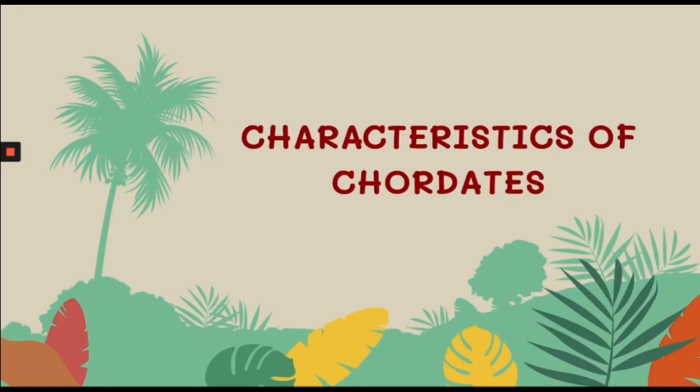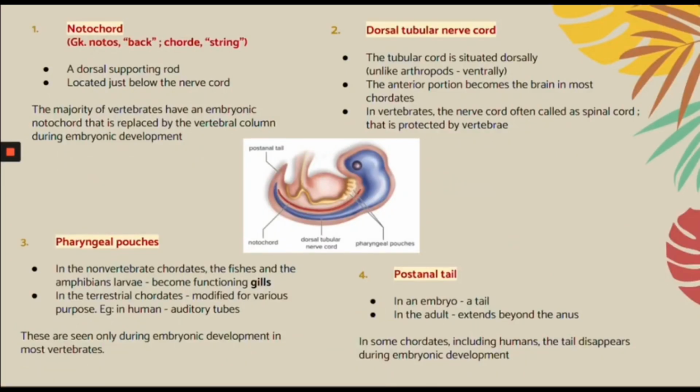Next, we are going to learn about the characteristics of chordates. There are 4 basic characteristics of a chordate. The first one is the notochord. It came from a Greek word, where notos means back and chord means string. So the notochord is a dorsal supporting rod which is located just below the nerve cord.